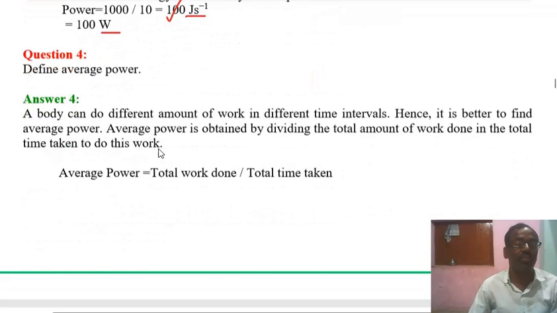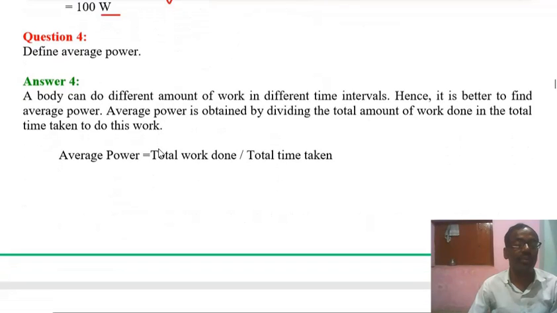Let's see question number 4. Define average power. The answer of this question will be, a body can do different amounts of work in different time intervals. Hence it is better to find average power. Average power is obtained by dividing the total amount of work done by the total time taken to do this work. Hope that there is no problem understanding this statement, which is the answer of the question, define average power.